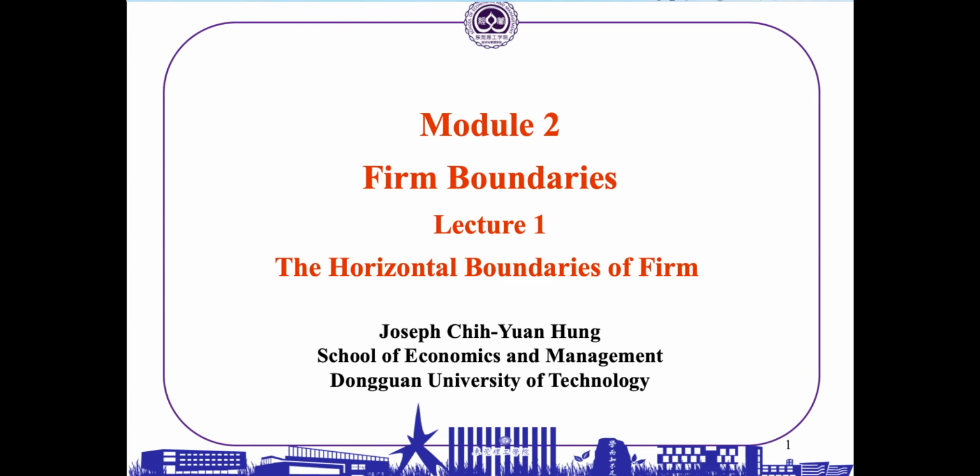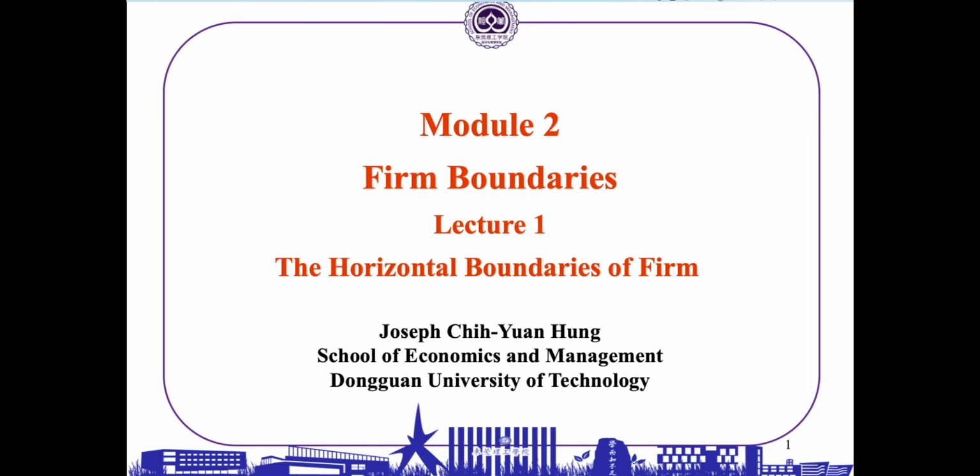This is the first video of Module 2, the boundaries of the firms. How does a firm determine its boundaries? The boundaries may refer to how much volume of products is produced. It is the decision of quantity. How many kinds of products are produced. It is the decision of variety. How many processes the products have from material to final goods.